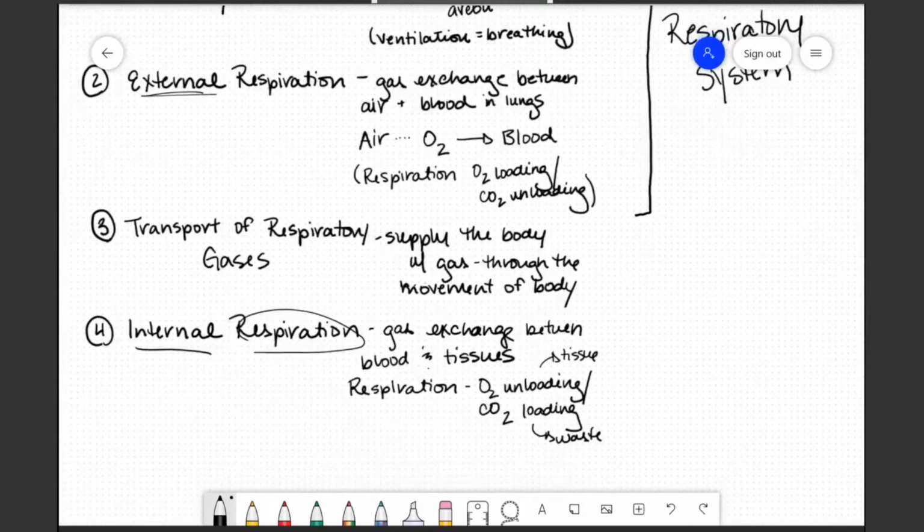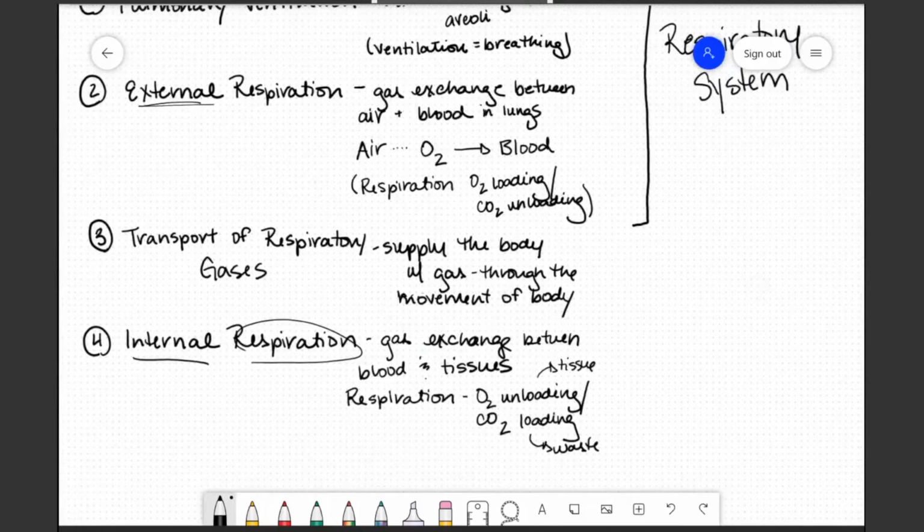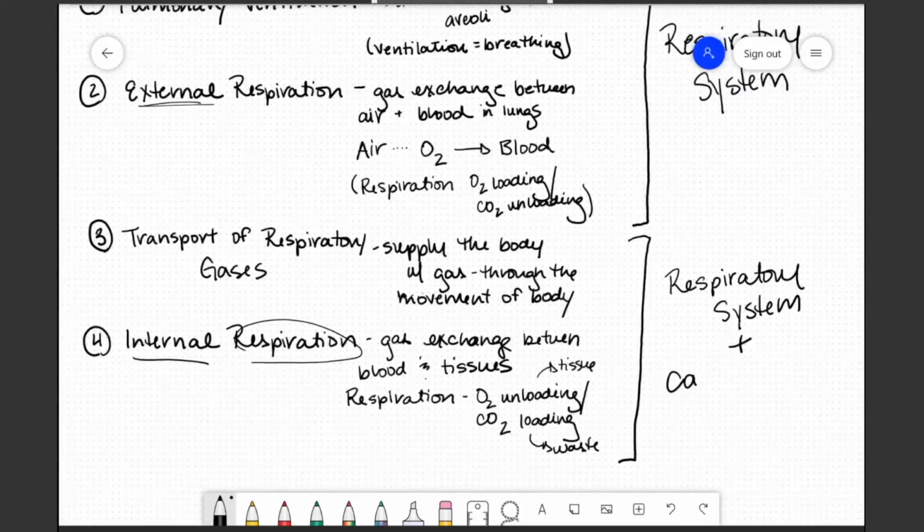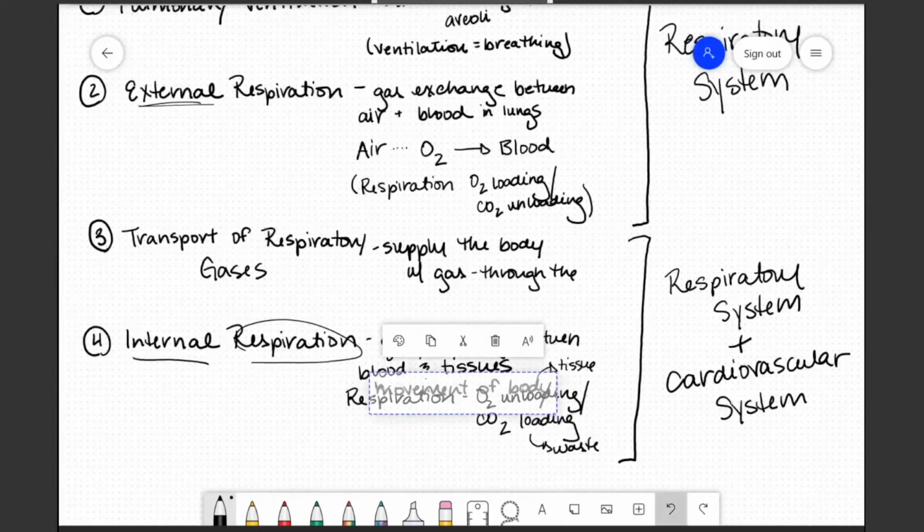Once you get down to the transport and then internal respiration, this is where you are going to have your respiratory system as well, because we are in this system, but it is going to be combined with the cardiovascular system. So technically, you cannot have a healthy respiratory system without a healthy cardiovascular system, because we will need that system to pump the blood throughout the body. Okay, so these are our 4 steps.